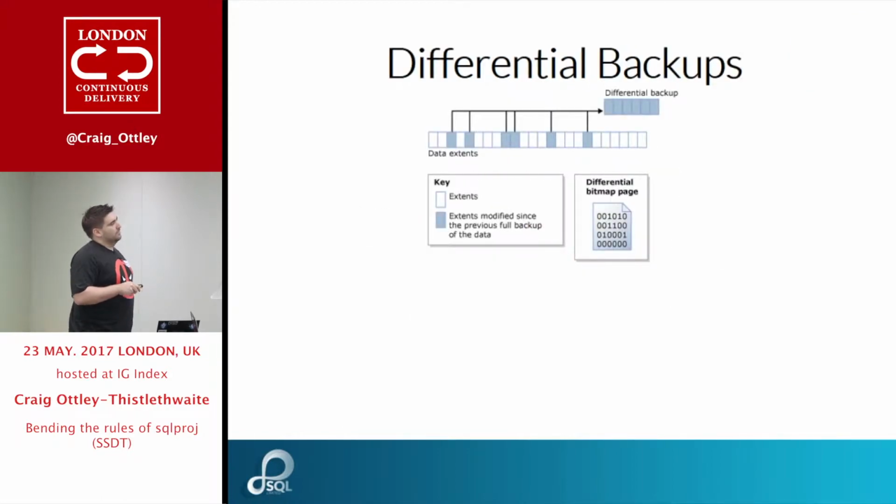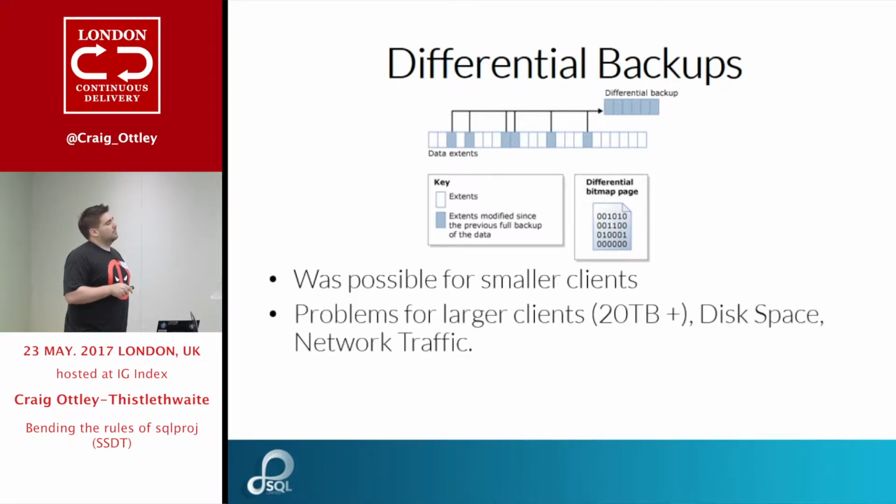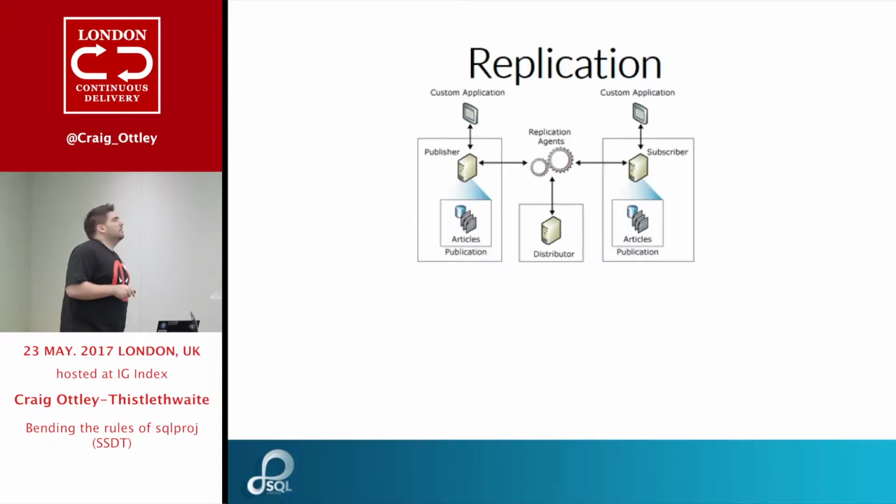Differential backups. It was possible for small clients, but there were problems for larger clients: 20 terabytes, disk space, network traffic. It's the only client I've ever worked with where a network engineer said we need more than 10 gigs worth of bandwidth. And the other problem is differential backups could miss data currently being loaded, so the client would have to wait. People typically do differentials every hour, every 2 hours, 4 hours, or 6 hours. So we couldn't use that.